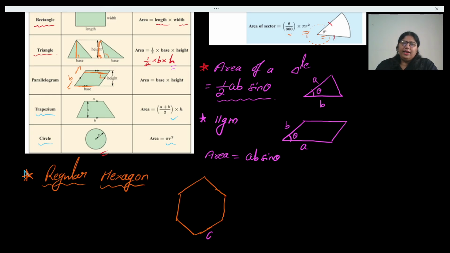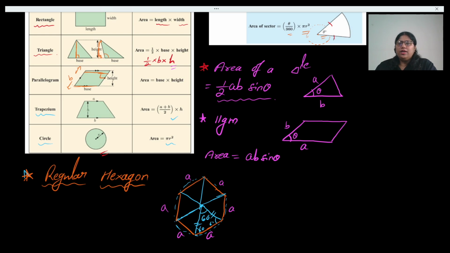If I take the side length as A, then you know that if you draw a circle, it will pass through all the vertices. So I can divide the hexagon into 6 congruent triangles. Because it's a regular polygon, each central angle is going to be 60 degrees, and the circle passes through these vertices, so the two radii are equal. So each angle is going to be 60 degrees.